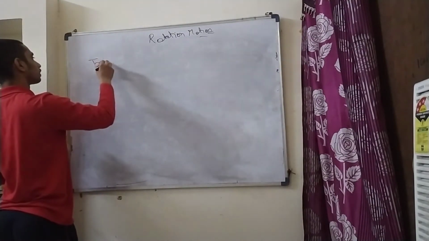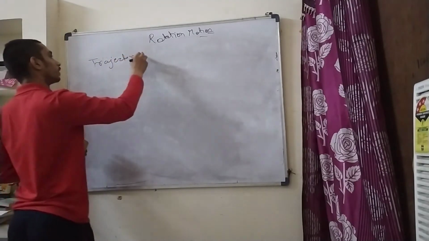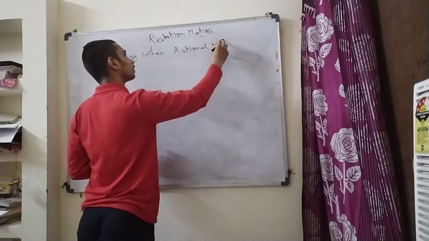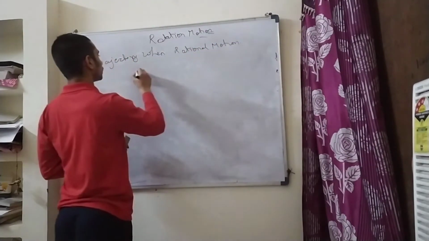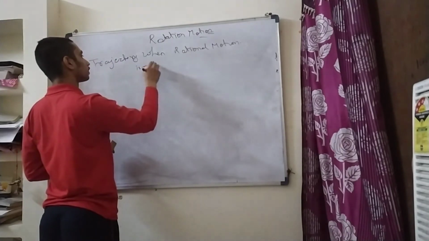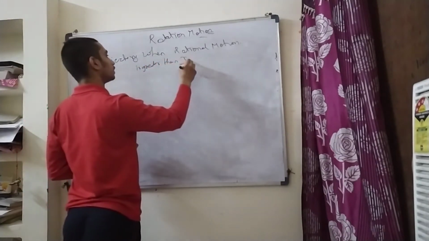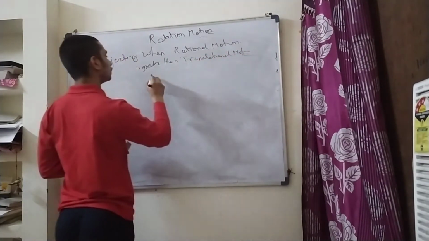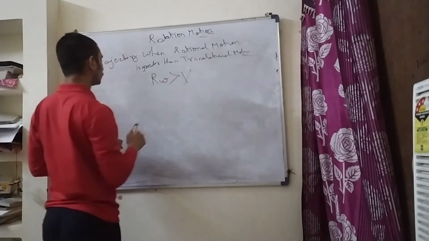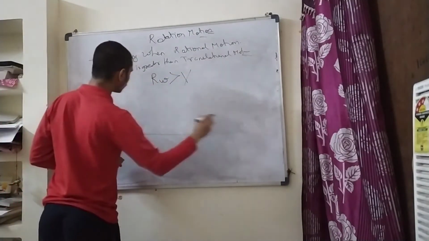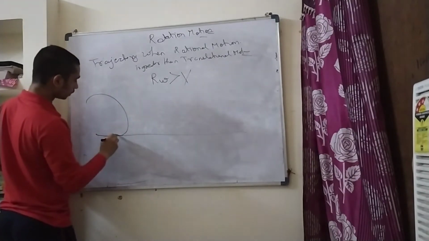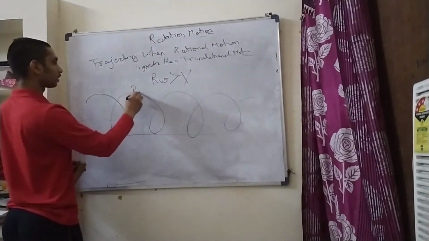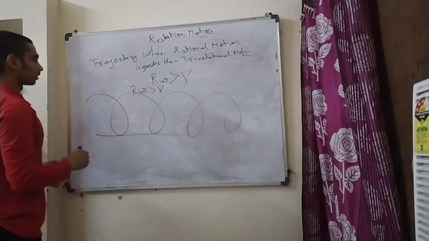So trajectory when rotation motion is greater than translational motion, means r omega is greater than v. So how will we draw the trajectory of the body? It will be like this. Here r omega is greater than v.